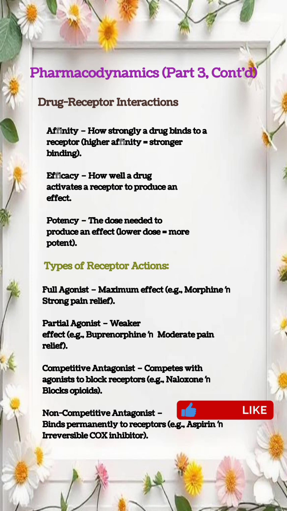Types of receptor actions. Full agonist, maximum effect. For example, morphine, strong pain relief. Partial agonist, weaker effect. For example, buprenorphine, moderate pain relief. Competitive antagonist, competes with agonists to block receptors. For example, naloxone blocks opioids. Non-competitive antagonist binds permanently to receptors. For example, aspirin, irreversible COX inhibitor.